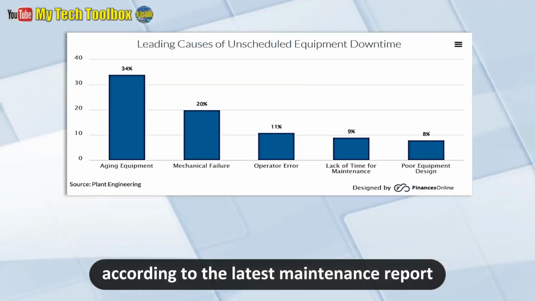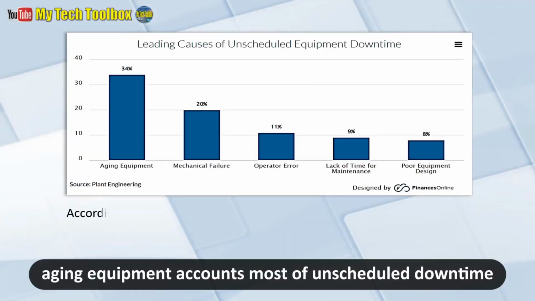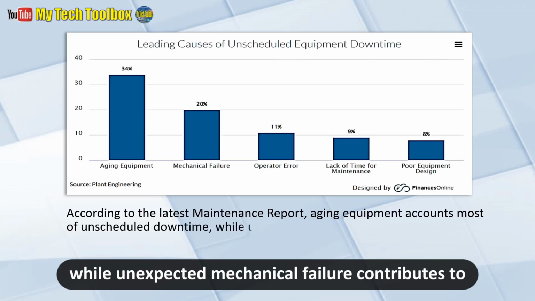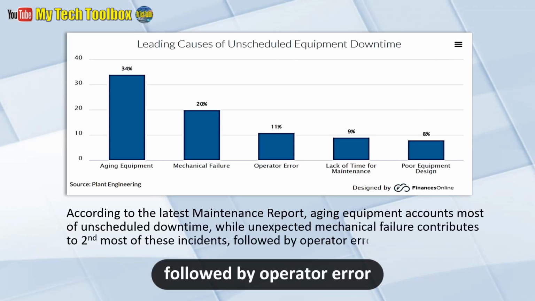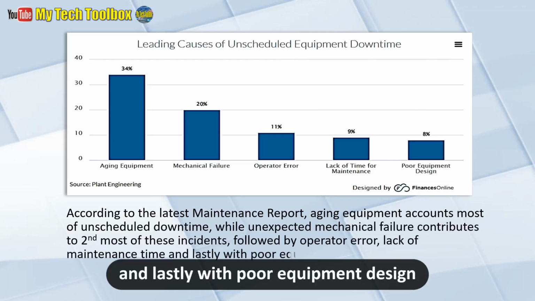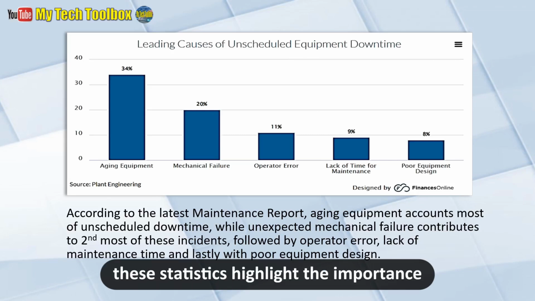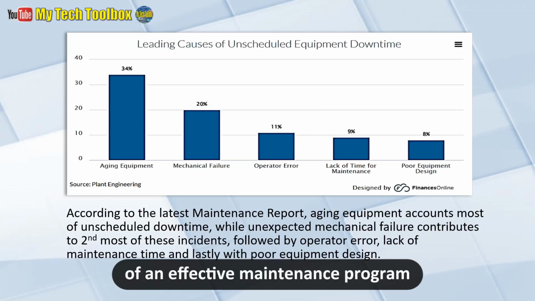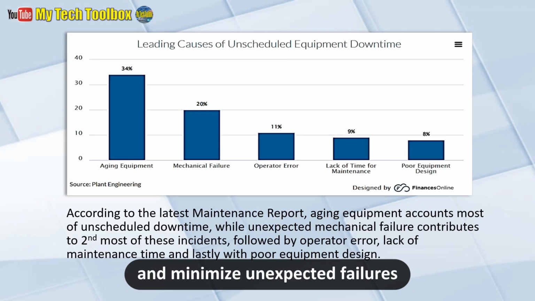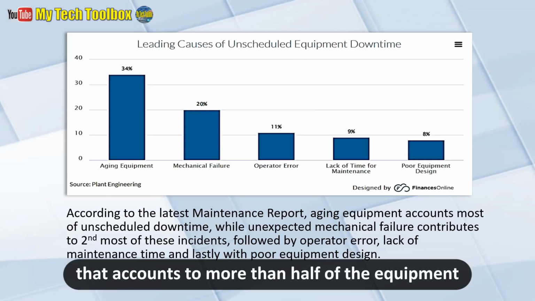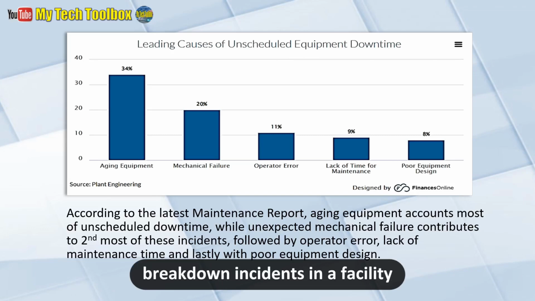According to the latest maintenance report, aging equipment accounts for most of the unscheduled downtime, while unexpected mechanical failure contributes to the second most of these incidents, followed by operator error, lack of maintenance time, and lastly poor equipment design. These statistics highlight the importance of an effective maintenance program to mitigate the impact of aging equipment and minimize unexpected failures that account for more than half of the equipment breakdown incidents in a facility.